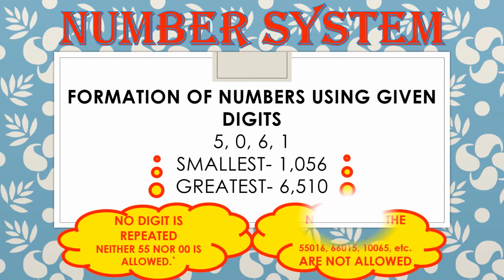So, there are two main rules for obtaining the number by given digits. Firstly, no digit must be repeated in the same number. And secondly, numbers of the type like 55,016, 66,015, 10,065, etc. are not allowed.